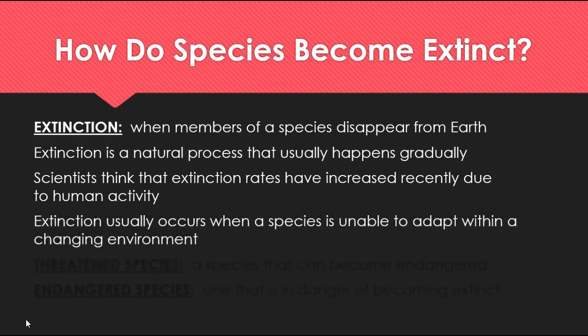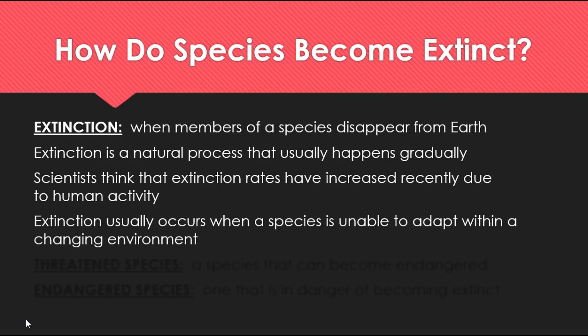And extinction usually occurs when a species is unable to adapt within its changing environment. So something happens that changes the environment, whether it's temperature or availability of food, and the species has to either have adaptations that help it survive, they have to be able to adapt to that change, or they die.